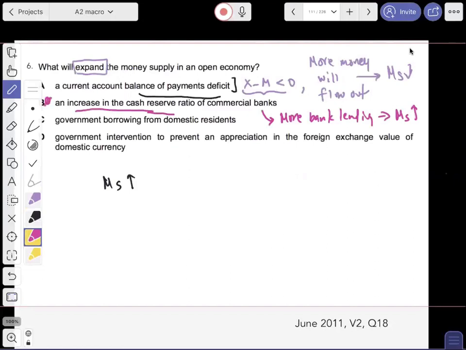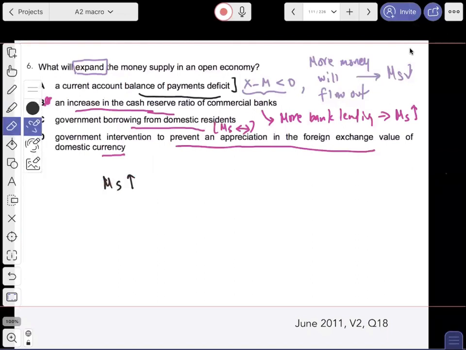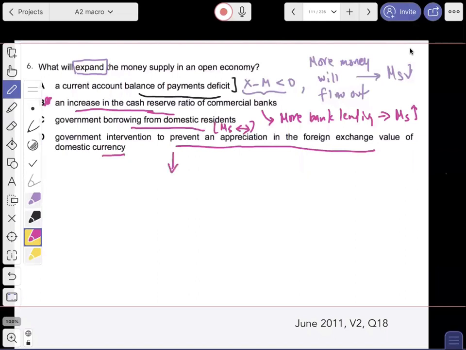But let's look at other answers as well. Government borrowing from domestic residents. We say if the government borrows from domestic residents, money supply will be unchanged. If the government is borrowing from the banking sector, money supply will rise. D says government intervention to prevent an appreciation in the foreign exchange value of the domestic currency. If the government is intervening to prevent the appreciation of the exchange rate, basically making the exchange rate go down, that means exports will become cheaper.